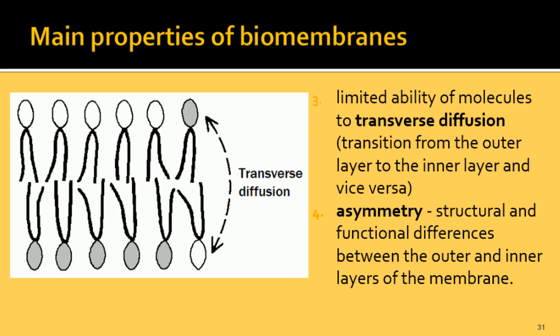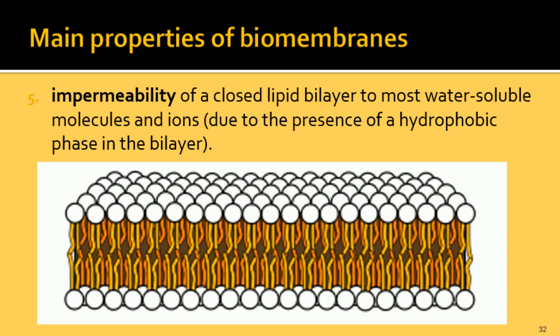This contributes to maintaining asymmetry, structural and functional differences between the outer and inner layers of the membrane. Examples of membrane asymmetry: in the plasma membrane of an erythrocyte, phosphatidylcholine and sphingomyelin predominate in the outer layer, while phosphatidylethanolamine and phosphatidylserine predominate in the inner layer. The carbohydrate parts of glycolipids and glycoproteins are found on the outer surface, forming a continuous coating, the glycocalyx, on the cell. But there are no carbohydrates present on the inner side of the membrane. The main properties of biomembranes also include the impermeability of a closed lipid bilayer to most water-soluble molecules and ions. This is due to the presence of a hydrophobic phase in the bilayer.